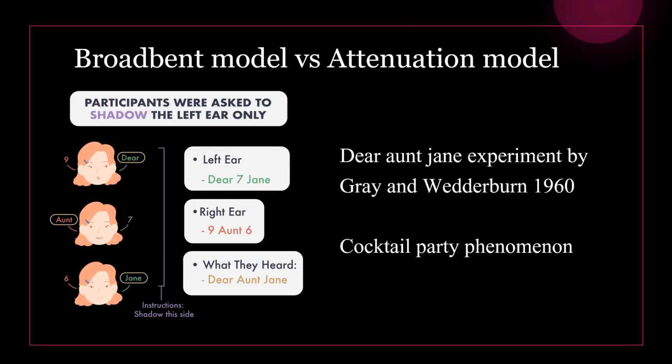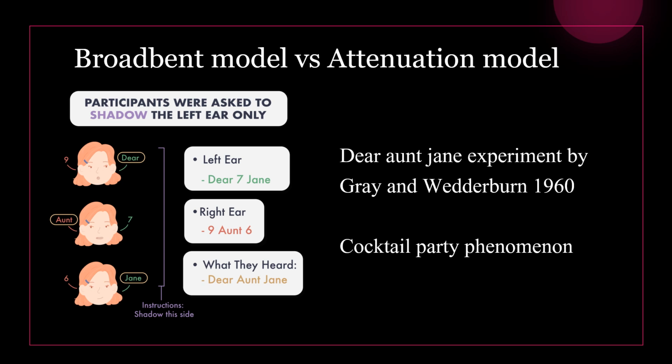There are a few differences between the attenuation model and the Broadbent model. Here are a few. According to Broadbent's theory, we can only focus our attention on one stimulus while blocking out the rest. However, how could this be when phenomena like the cocktail party phenomenon exist?